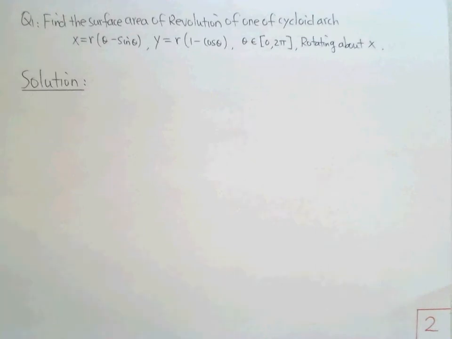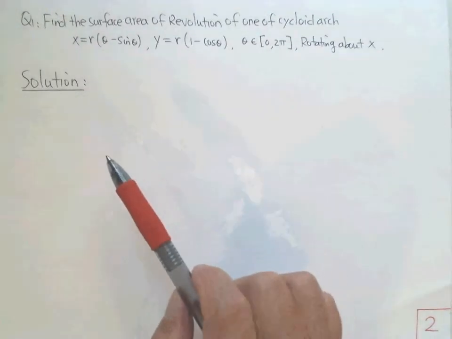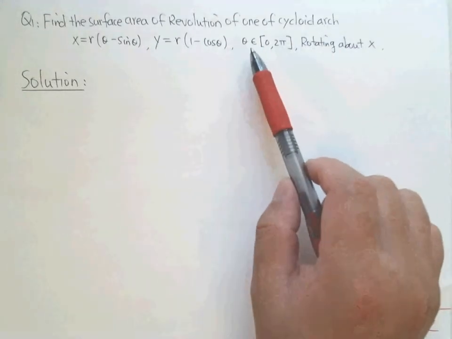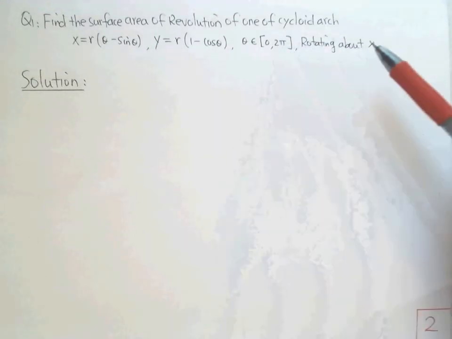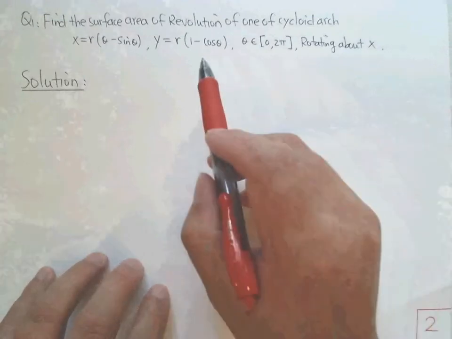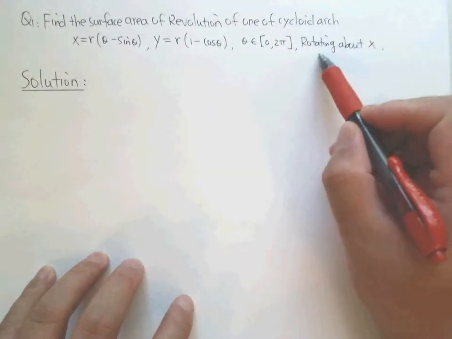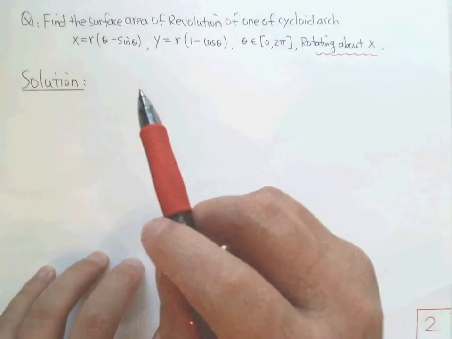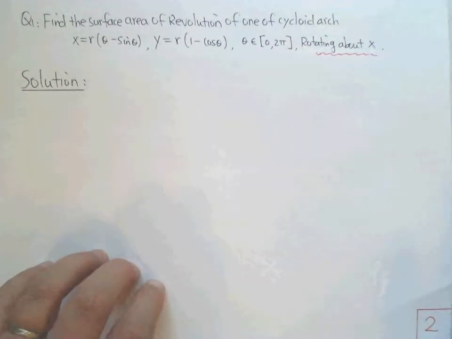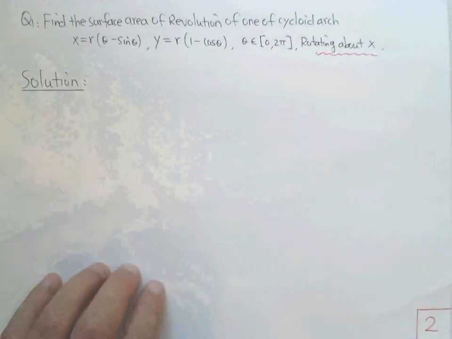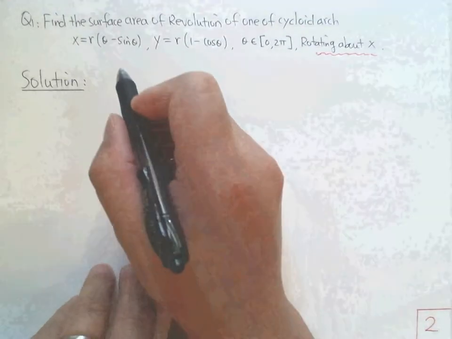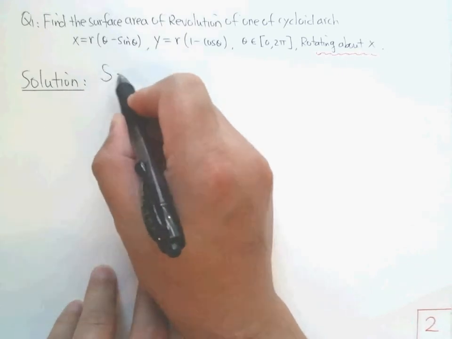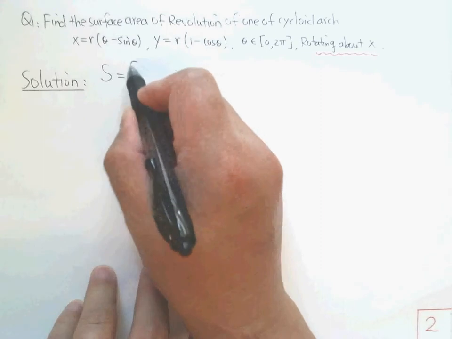And here is the question. We still have the cycloid, the first arc of the cycloid, for theta between 0 and 2 pi. And this is important. We have a parametric curve. We take the curve rotating about x, which means the first case, right? So for us, it's the first case. And now we're going to use the formula. What is the formula up here? The first formula. And so S equals this, right?